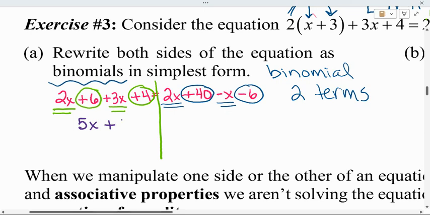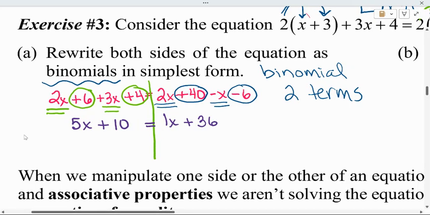What is 6 plus 4? Anybody? 10. Good job. On the right side, 2x minus 1x is 1x. And a positive 40 and a negative 6 give me a positive 36. 40 minus 6 is 36. So that's all it wanted us to do right there, is rewrite both sides as binomials. So I have two terms on each side. I have an x term, a constant, x term, a constant. So that's really what question A is asking.